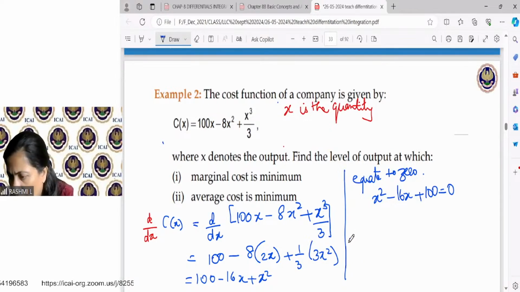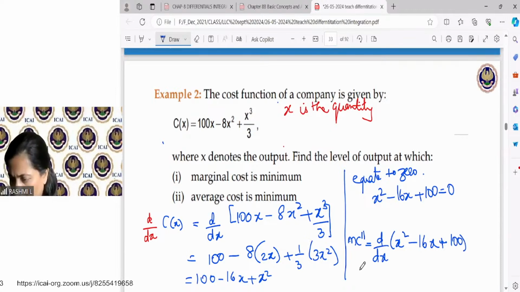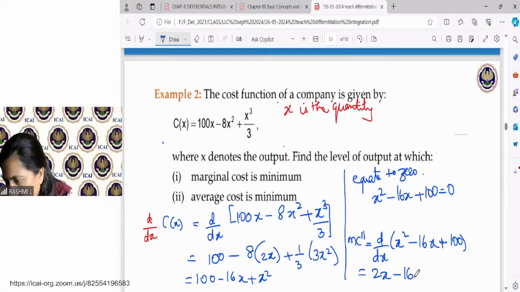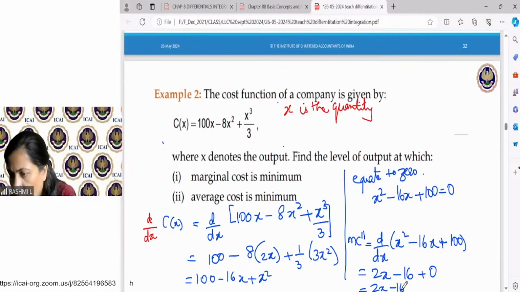And then I will also find the second differential. So what is the second differential of this? It will be d by dx of x square minus 16x plus 100. So what will be the derivative? 2x minus 16, plus 0. So this is equal to 2x minus 16. So what will I get here?